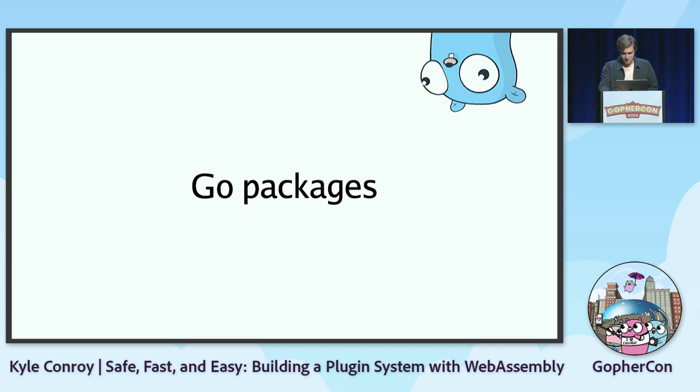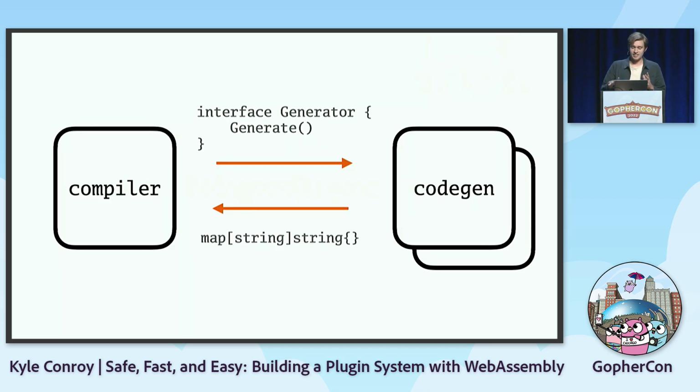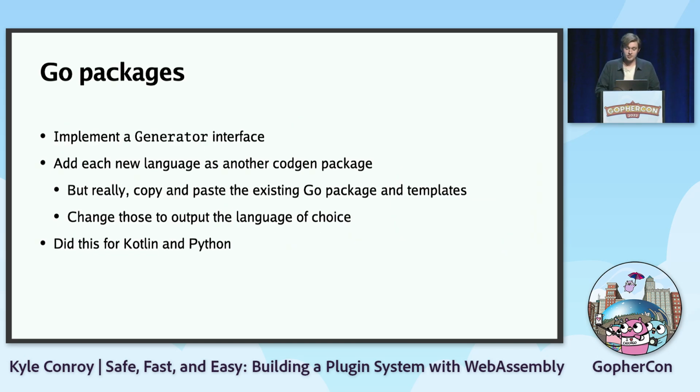Now, when we talk about Go packages and extending your program via Go packages, you can say, okay, we'll go ahead and throw an interface at it, right? We had this Generate function before, so create a Generator interface that has that single Generate method. Then instead of one codegen package, now we'll have two or three. And that can work, and that's actually kind of what we ended up doing. If somebody wanted to create a Kotlin codegen output, they implemented a codegen package, opened up a pull request, and we merged it in.